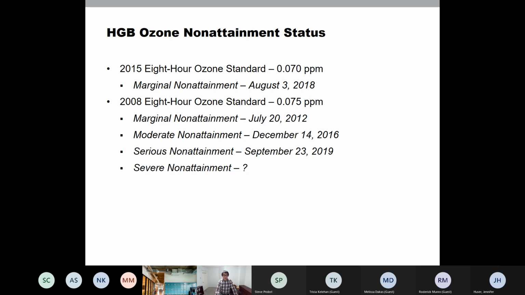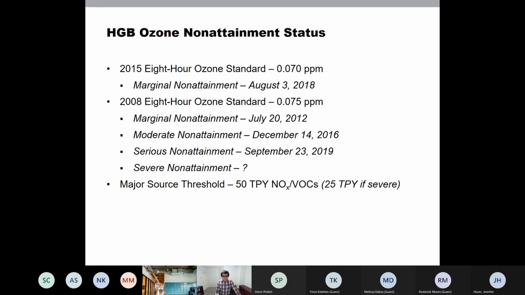In the next slide, I'll show the monitor design values, and we can look at the trend. Are we going anywhere worse or a little better? But let's go back to the topic of serious non-attainment.